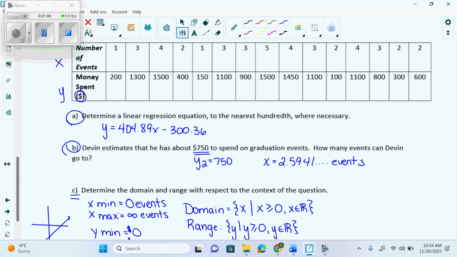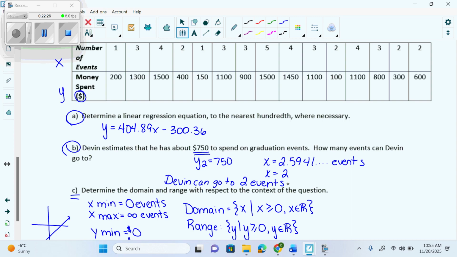Like if you need $1,500 to buy a car and you have $1,499, can you buy the car? No, you're going to buy a cheaper car and you just get to save money. That's it. You get a pedal bike or something. All right. Electric bikes are more money than that. Okay. So X equals 2. So Devin can go to 2 events. Making a little more sense?